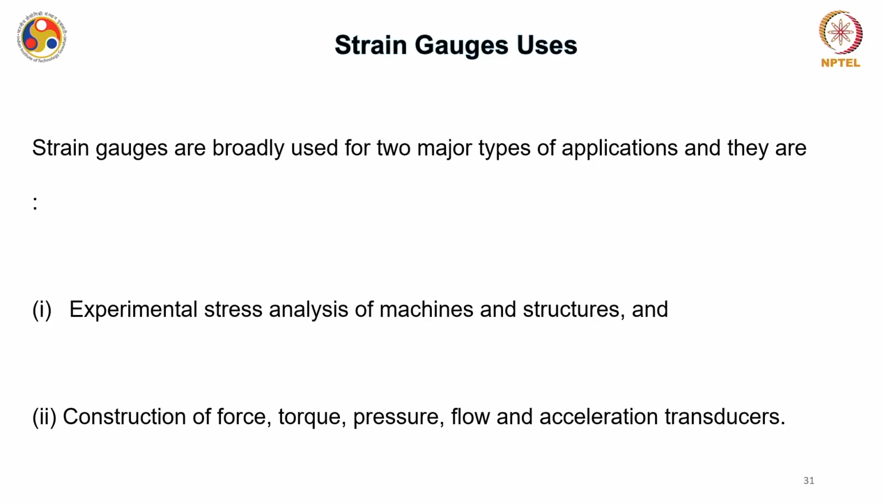If I have to classify these strain gauges, they are broadly used for two major types of application. One is experimental stress analysis of machines and structures, which we discussed some time back, and the other is construction of various transducers. You can use strain gauges to construct a transducer for the measurement of force, torque, pressure, flow, acceleration, etc. All can be based on strain gauges, but how the strain is changing, how the measurement is changing, the stress might be different.